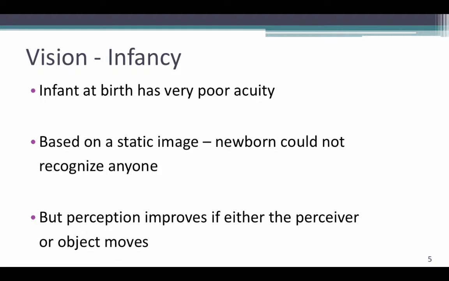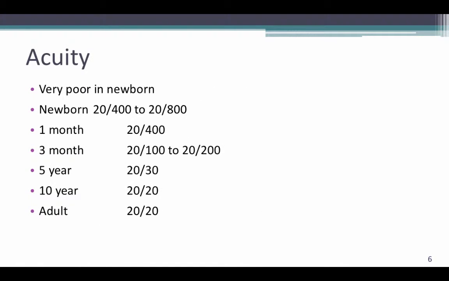Let's first talk about vision and how it changes throughout development. The infant at birth has very poor vision and cannot really recognize anyone based on static vision. However, it can perceive movement, and perception of objects around improves if either the perceiver or the object moves. This chart shows us the development of vision, and we can see that children do not develop 20/20 vision until they're into childhood.